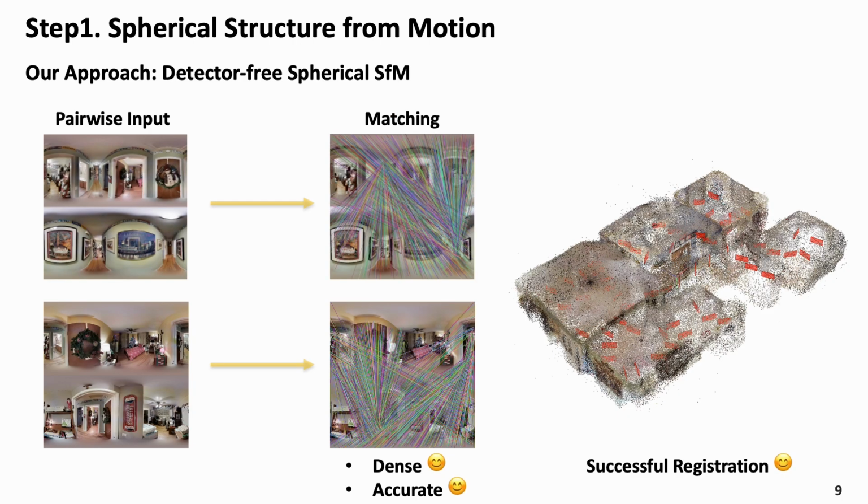First, I'll talk about our spherical structure from motion method. We work directly on the ERP images to find dense, accurate matches without losing any information. This allows us to build a much more detailed and reliable 3D structure.